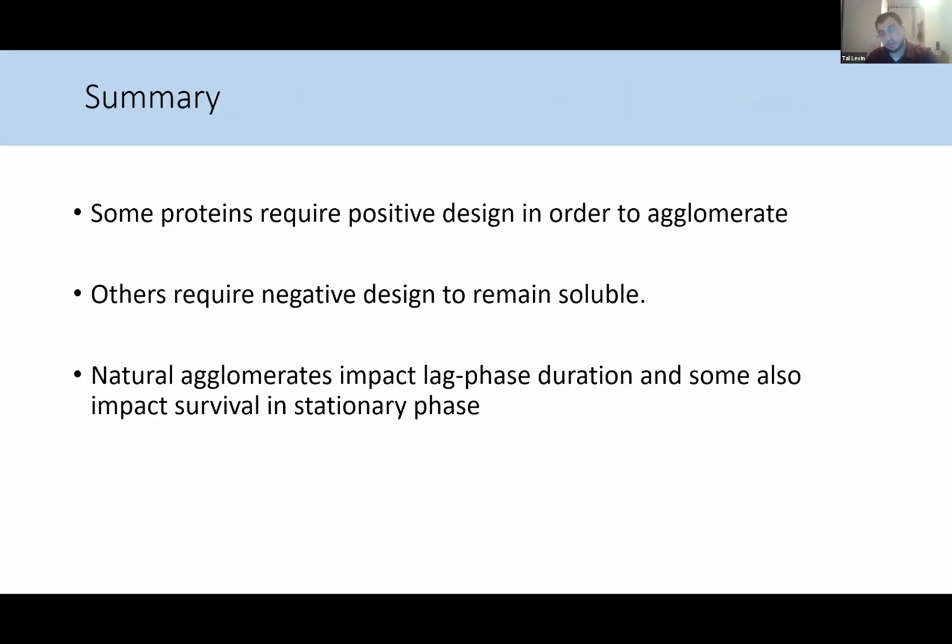So to summarize the first project, we see that some proteins require positive design in order to agglomerate, while others, like 1M3U, require a negative design to remain soluble, with any small mutation inducing agglomeration. In the second project, we see that natural agglomerates impact lag phase duration and, in some cases, cellular survival in stationary phase. Note that this is still a work in progress, and I would appreciate any feedback.